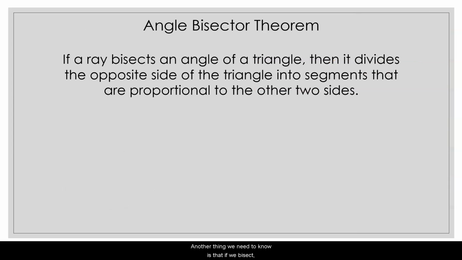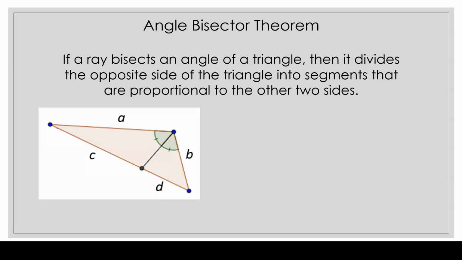Another thing we need to know is that if we bisect, or cut in half, any angle of a triangle, then we divide the opposite side into segments that are proportional to the other two sides. To see what this looks like, we will bisect an angle of a triangle.